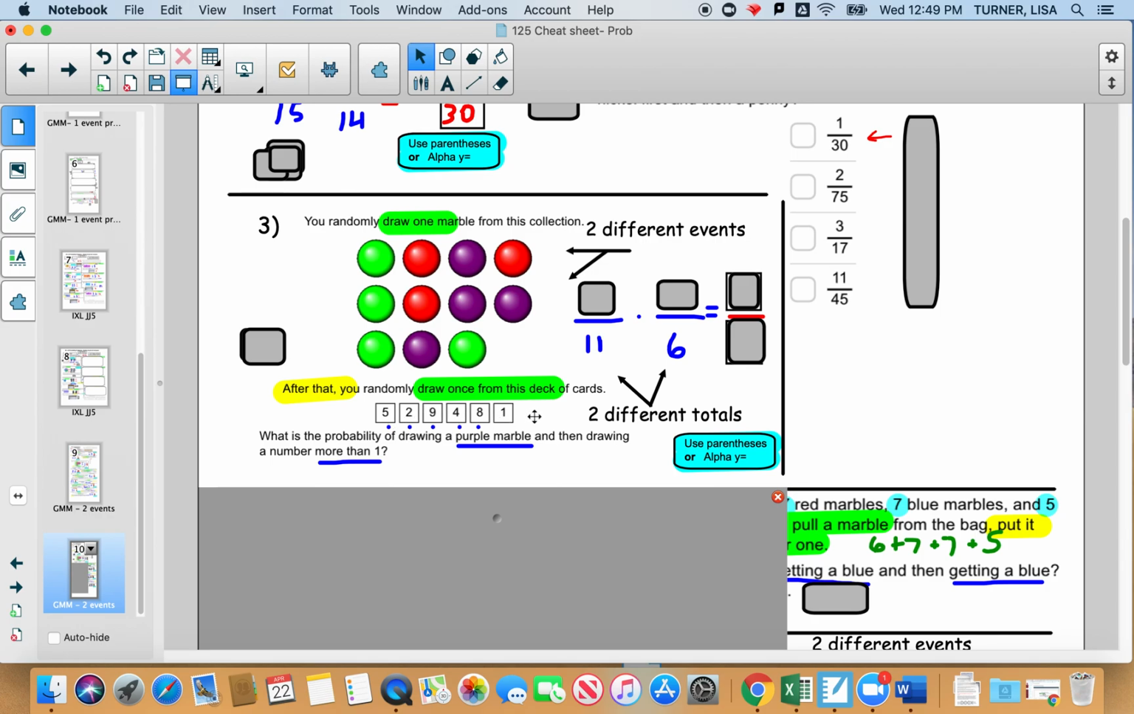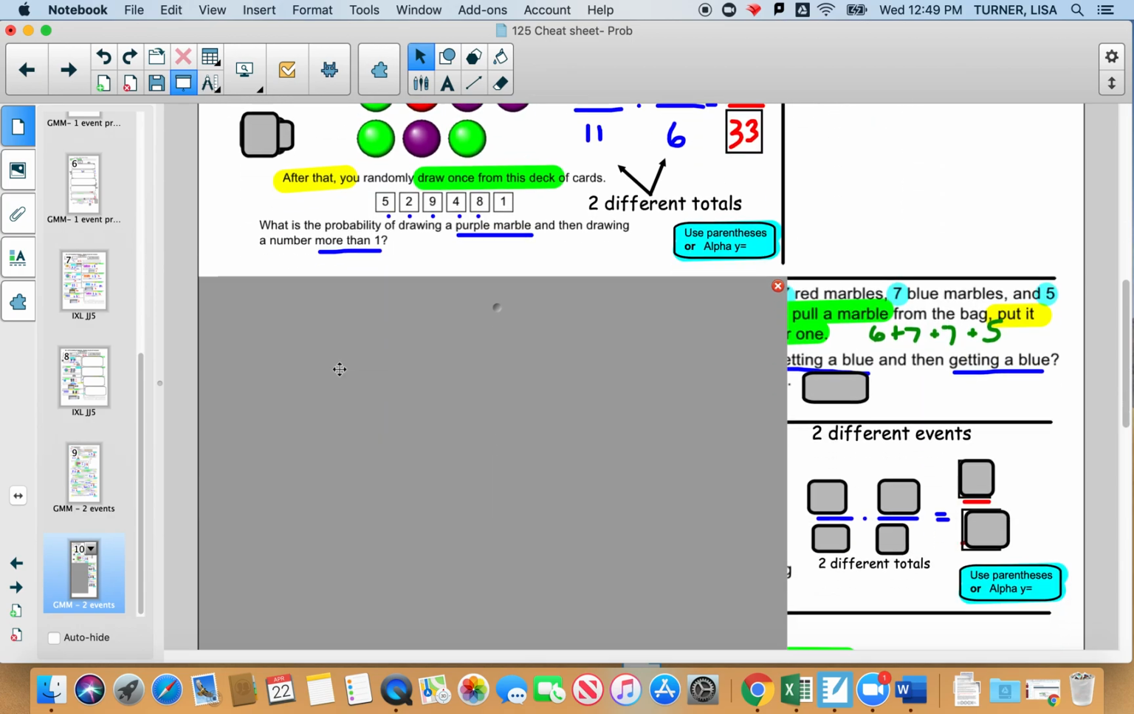All right, and then I read on. It says, what's the probability of drawing a purple marble? And so I count up the purple marbles and I have 4. All right, and then drawing a number more than 1. And I like to write them down, especially if they're more specific descriptions, like they're looking for a prime or something. But anything more than 1 is everything except that number 1. And so I'm multiplying by 5. When I use parentheses and multiply those, or alpha y equals and just multiply these, I get the number 10/33.